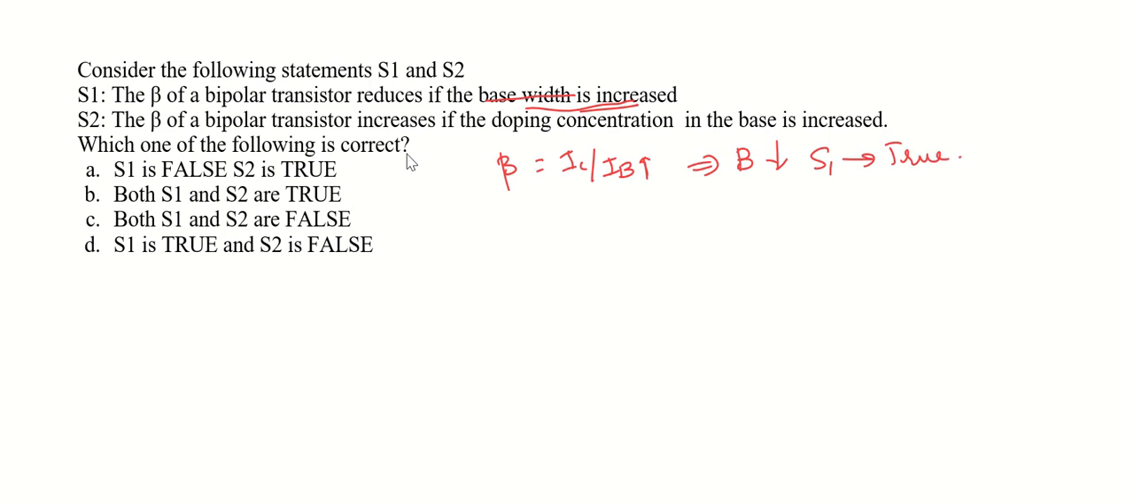For the next statement, if the doping concentration in the base is increased, it will increase the base current. Doping concentration increases the base current. So beta will reduce, but statement 2 says it will increase. So statement 2 is false here. So the correct answer is S1 is true and S2 is false.